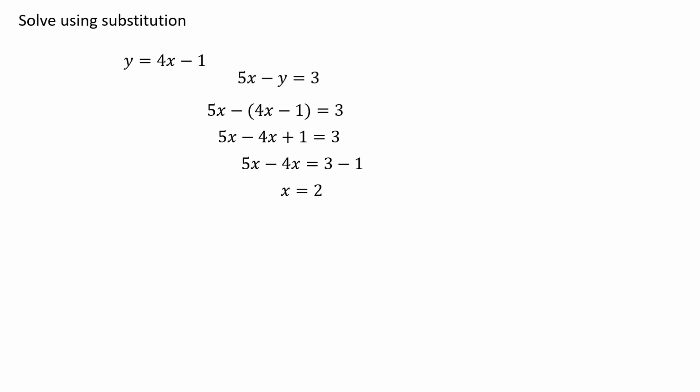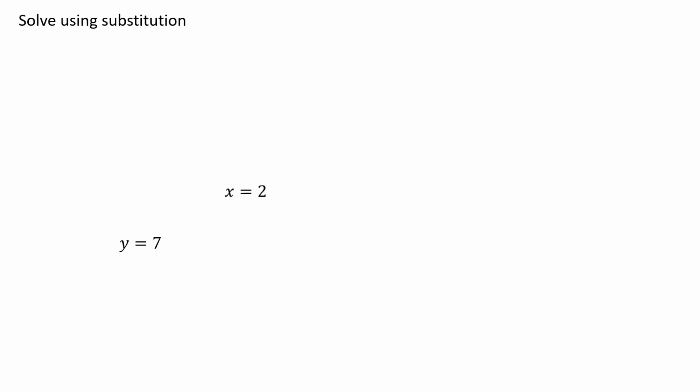Remember, I want to know what x and y are, so knowing x is only half of the battle. Now that I know what x is, I can take x equals 2 and substitute it into the original equation, or one of them anyways, do some math and find out that y is 7. Now that I know x is 2 and y is 7, I have the ordered pair that satisfies the original equation.